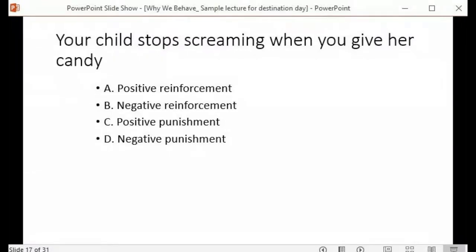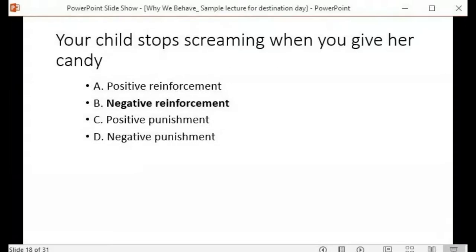I hear a B. B, B, that is correct. From the perspective of the parents, the stopping of the screaming is negative reinforcement. So now we see why a parent might give a screaming child candy, because they're being negatively reinforced because the screaming is stopping. So what do you do if your child is screaming for candy in the supermarket? What should you do?